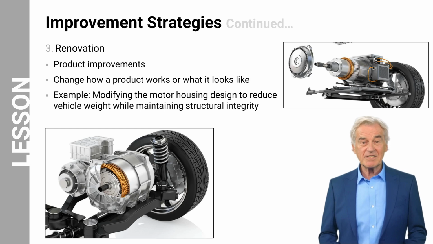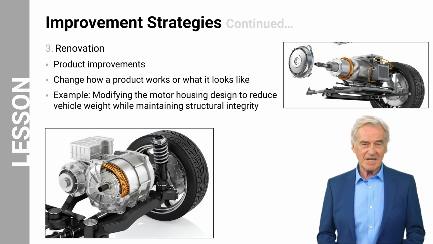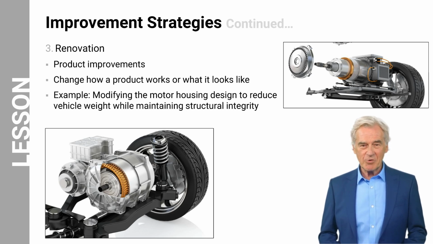Companies use the renovation strategy to improve how their products work or look while maintaining the same functionality. An example of this would be to take a product that runs on disposable batteries and make it run on one rechargeable battery. The function of the new product is the same as the old, but the newer product is more efficient. An example of this strategy applicable to EV manufacturing is modifying the motor housing design to reduce vehicle weight while maintaining the required structural integrity.